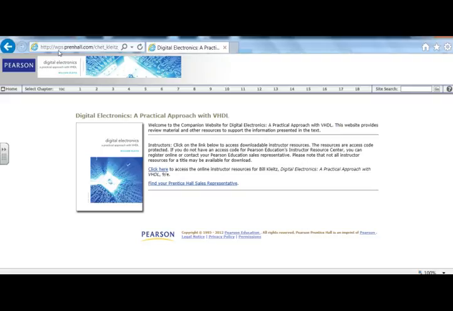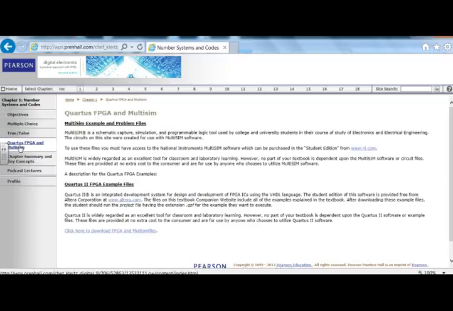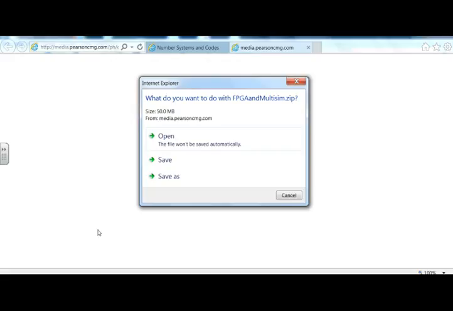All right, so now we're on the, and that looks like your book, doesn't it? We're on the companion website of the book, and this is probably why they don't give us a CD anymore, because there's a companion website to go with it. And what chapter do we want? We want chapter one. So we'll pick chapter one, and what do we want? We want the Multisim things. So we'll click on the Multisim things, and then click here to download them. We're going to save them someplace.